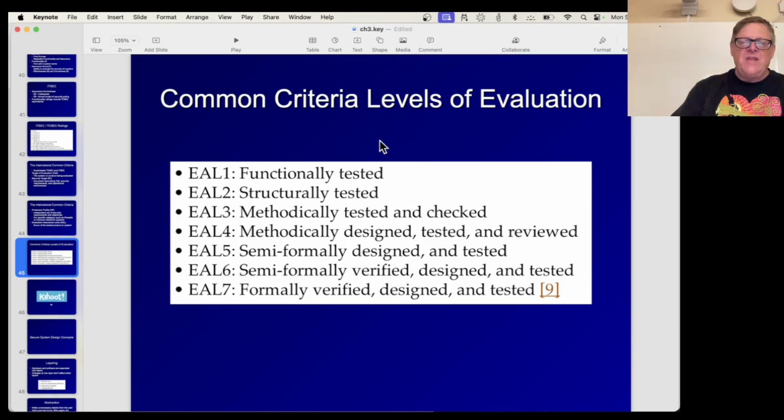And so you end up with these levels. Functionally tested means it does what it should. Structurally tested, methodically tested, designed and reviewed, and formally verified, designed, reviewed, and tested. Very, very similar, where you have something that just works at its main function, and then more and more levels of careful security reviews and controls until you get to the highest level.